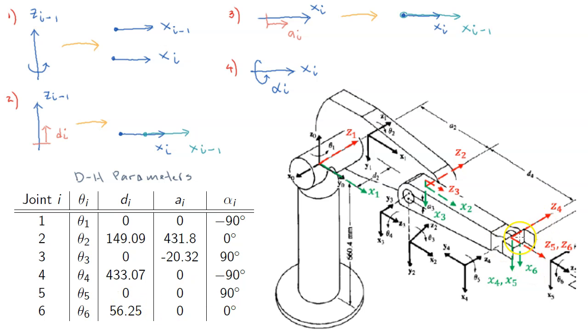Imagine now coordinate frame 5 is here. z5 is pointing in the same direction as z6, and x5 is the same direction as x6. So we don't have to rotate coordinate frame 5 about x6 to make them the same. That is why alpha 6 is 0 degrees. I hope that's clear.